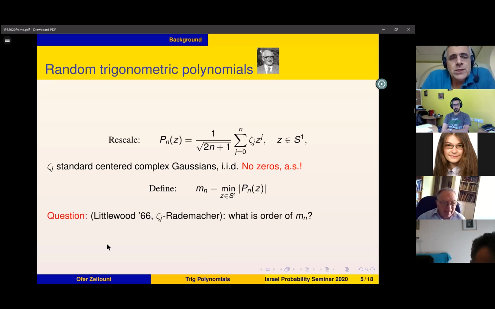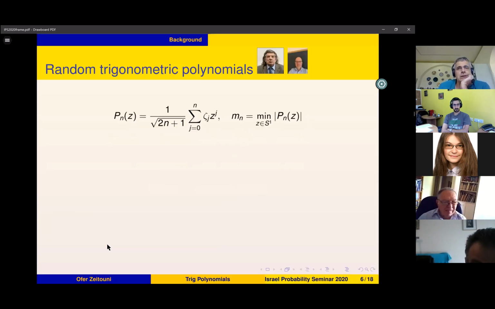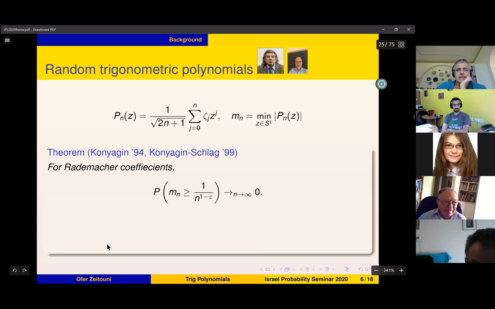And the question, which goes back to Littlewood, in the case of Rademacher random variables, is what is the order of Mn? Now, you will note that I normalized my polynomial such that its variance is 1. So this 1 over square root of 2n plus 1 is just a normalization. It makes, in the case of centered Gaussian complex coefficients, the polynomial invariant under rotation, of variance 1. Okay, so that's the question.